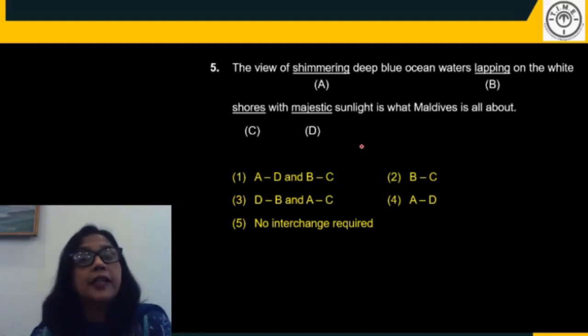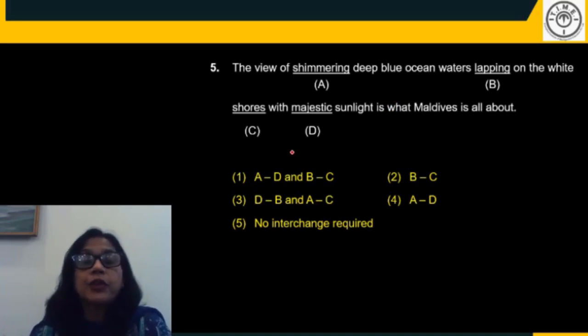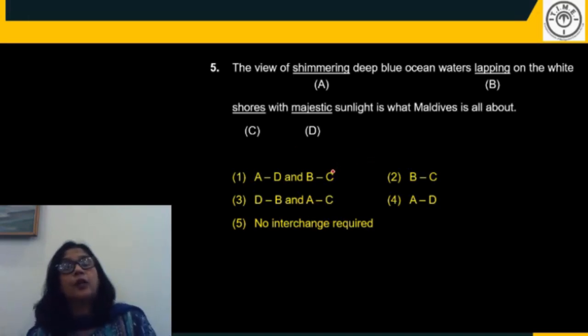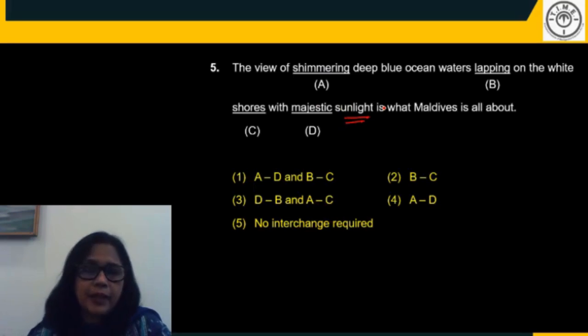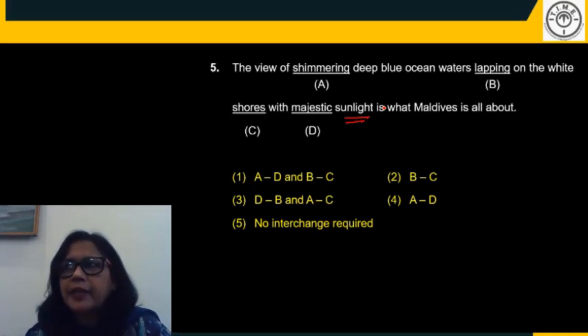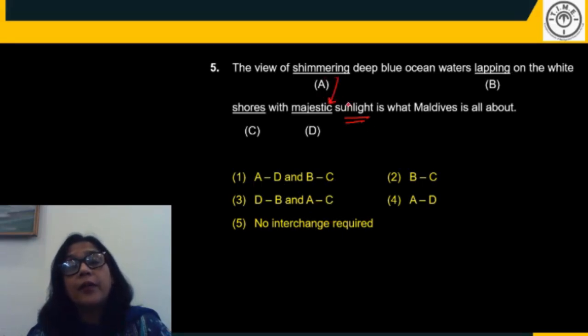Look at the fifth sentence here. The view of shimmering deep blue ocean waters lapping on the white shores with majestic sunlight is what Maldives is all about. We are talking about a beautiful island with beautiful beaches. Now, shimmering is the wrong word to be used there. Shimmering should have been used with sunlight. Sunlight is something that is bright, shiny, glistening. So shimmering is the word that fits with sunlight, and majestic comes here then.